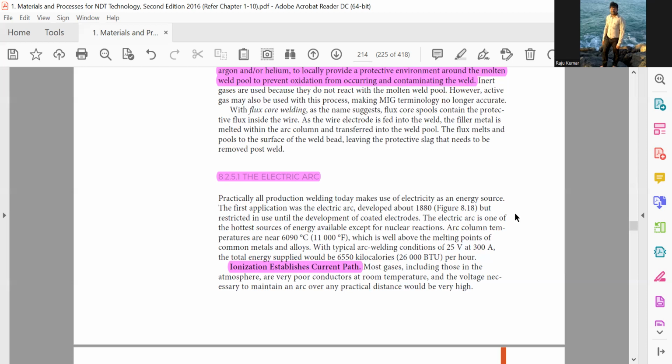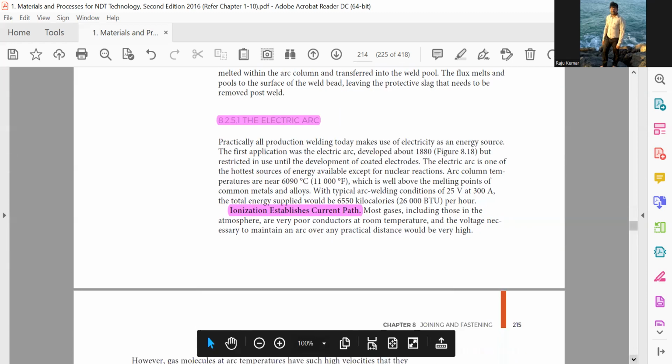The electric arc is one of the hottest sources of energy available, except for nuclear reaction. Arc column temperatures are near 6090 degrees centigrade, which is well above the melting point of common metals and alloys. With typical arc welding conditions of 25 volts and 300 amperes, the total energy supplied would be 6550 kilocalories per hour.